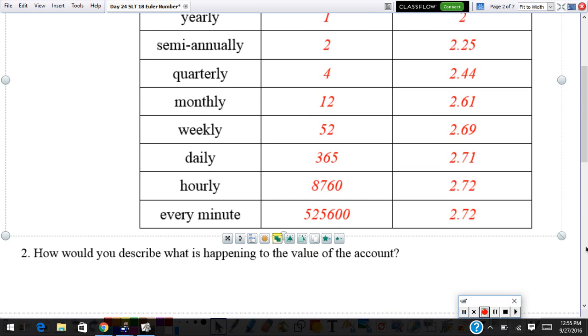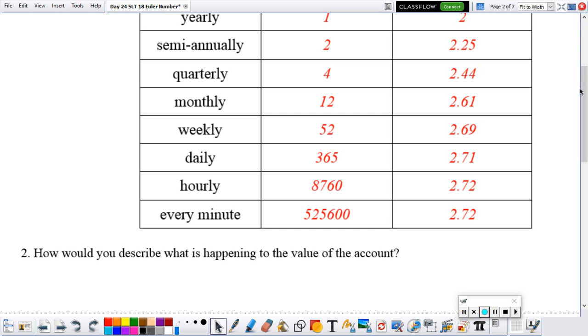Okay, so once we have these future values, the next question we have on page 33 is how would you describe what is happening to the value in this account? Well, if we're only getting our 100% interest once a year, our $1 just becomes $2. Semi-annually earns us an extra 25 cents. Quarterly earns us an extra 44 cents and so on. But once we switch from hourly to minute, even though there's a big jump in the number of times being compounded, we're still just getting $2.72 from our investment. So I would guess if we went to every second, which would be like crazy, that would probably also give us 2.72.